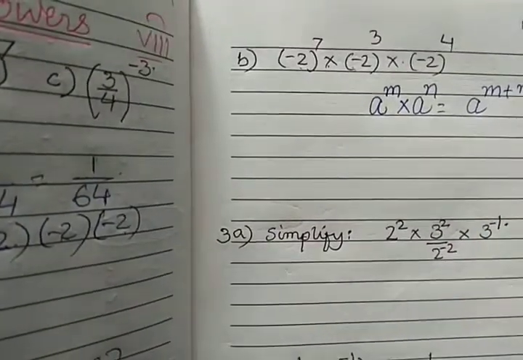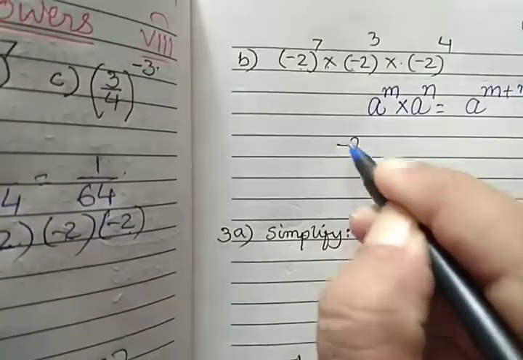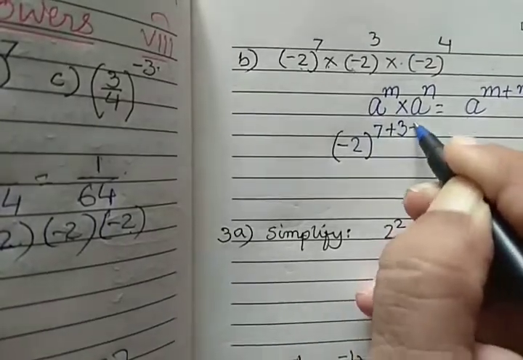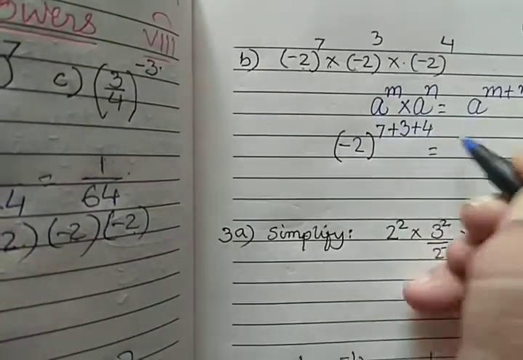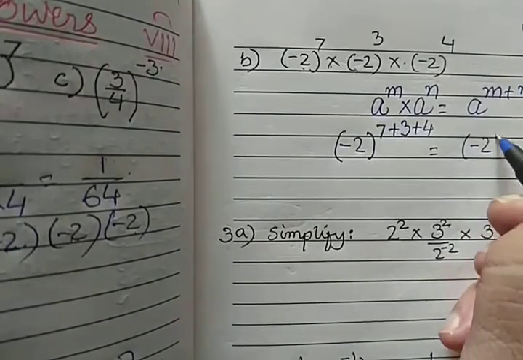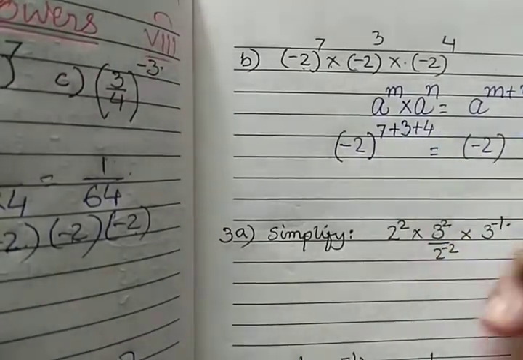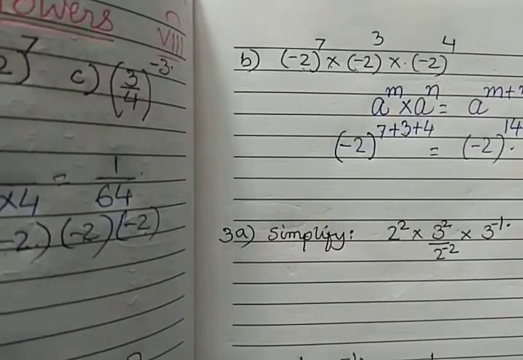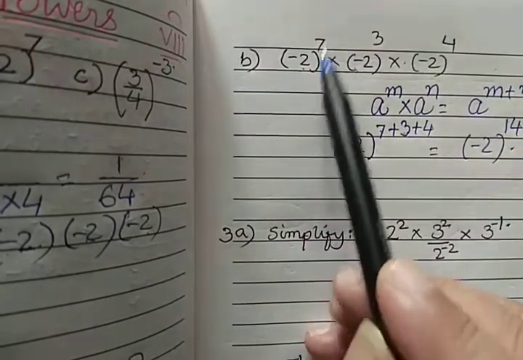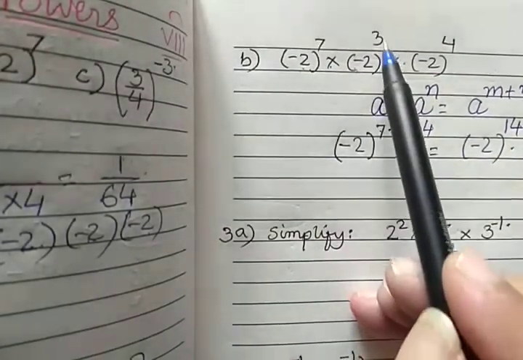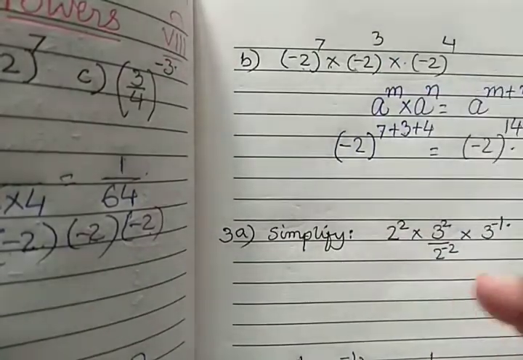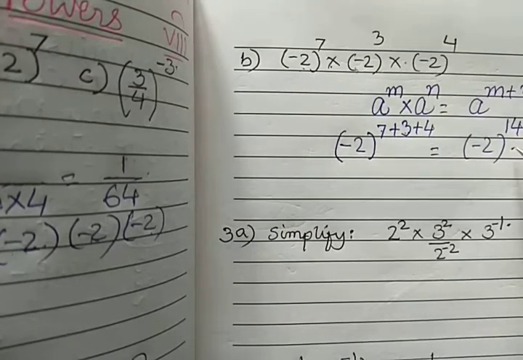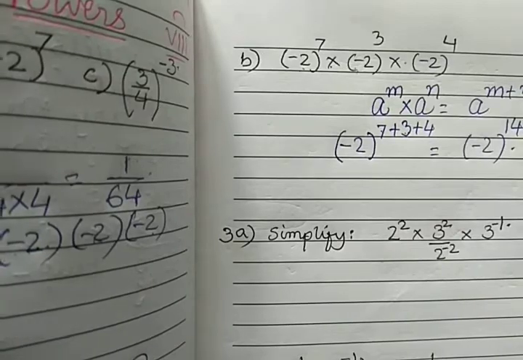Clear? So now, here what is your base? Minus 2 to the power of 7 plus 3 plus 4. So, minus 2 to the power of 7 plus 3, 10. 10 plus 4, 14. So, if you simplify minus 2 to the power of 7 into minus 2 to the power of 3 into minus 2 to the power of 4, what do you get? Minus 2 to the power of 14. Clear? So now let us do one more.